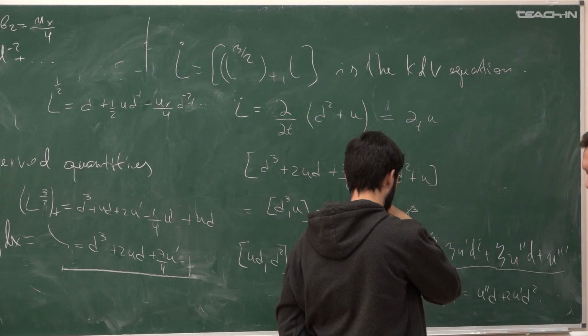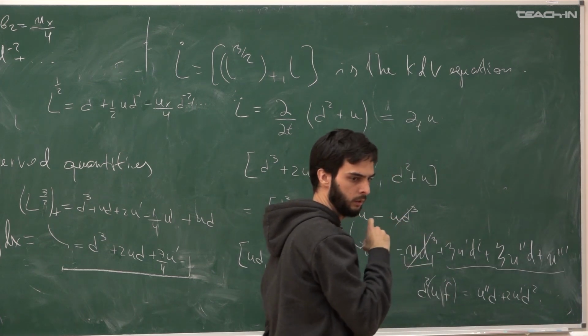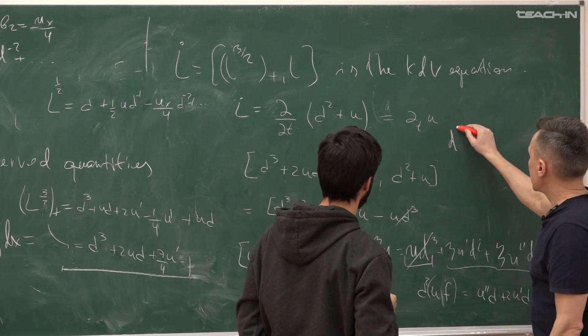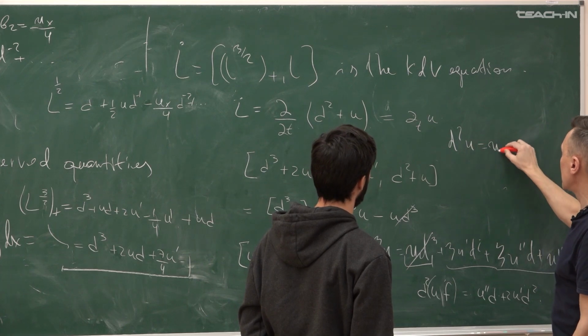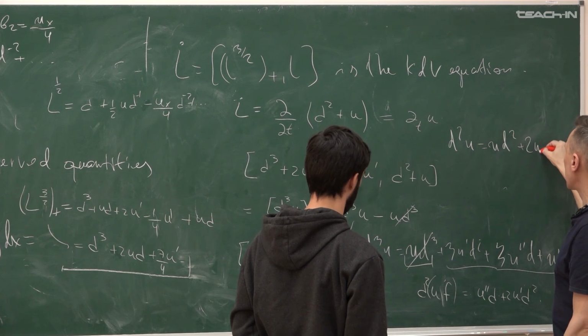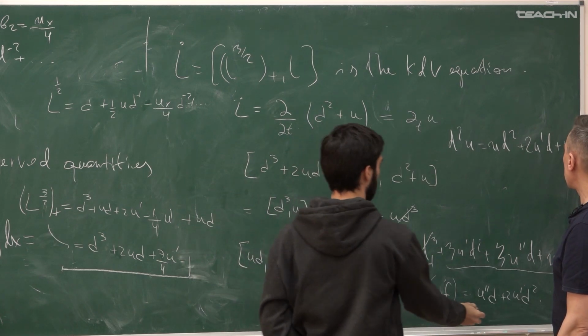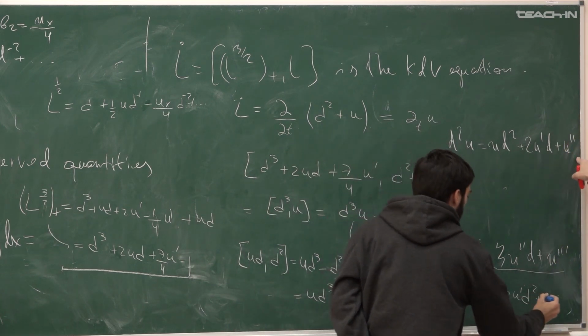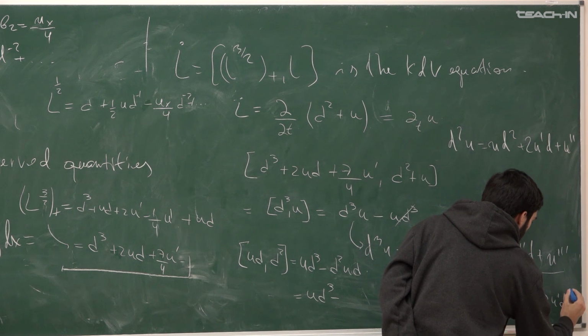But there's also another term. No, they cancel each other. D2 U is U D2 plus 2 U prime D plus U2 prime. So you always have a binomial.